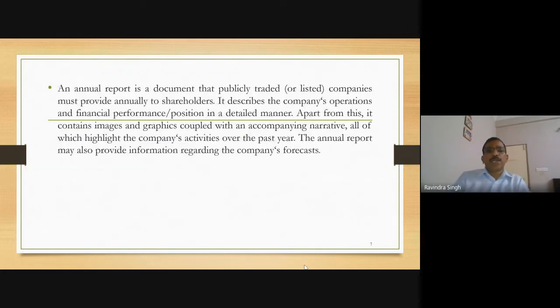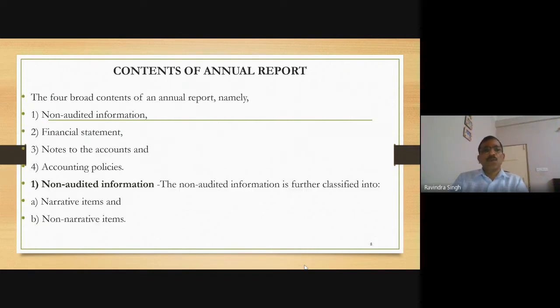Annual report is a document that publicly traded or listed companies must provide annually to shareholders. This is binding on them. It describes the company's operation and financial performance position in a detailed manner. So what are the contents? Just I brief that there are 4 broad contents: non-audited information, financial statement, notes to the accounts, and accounting.